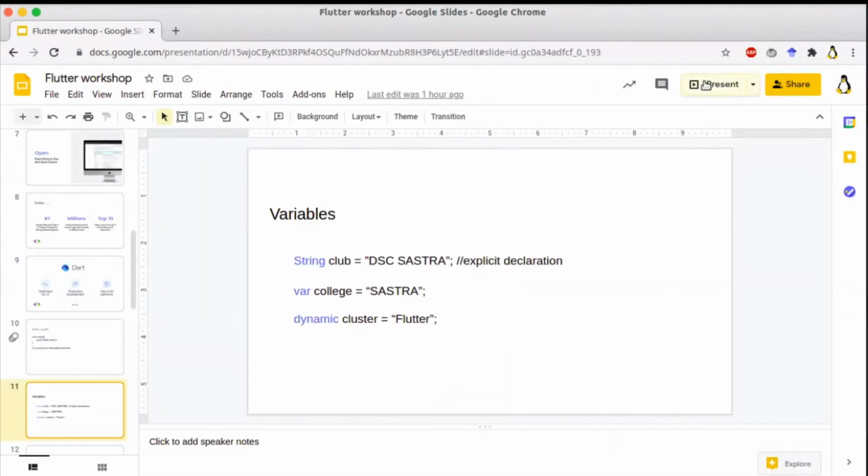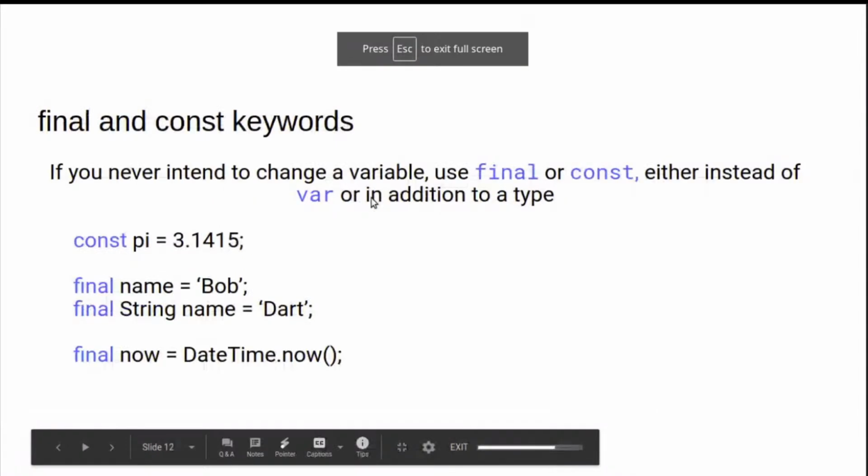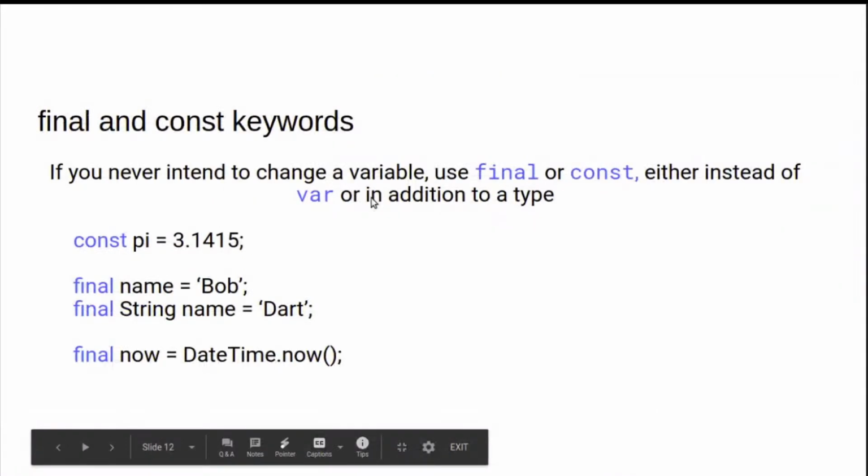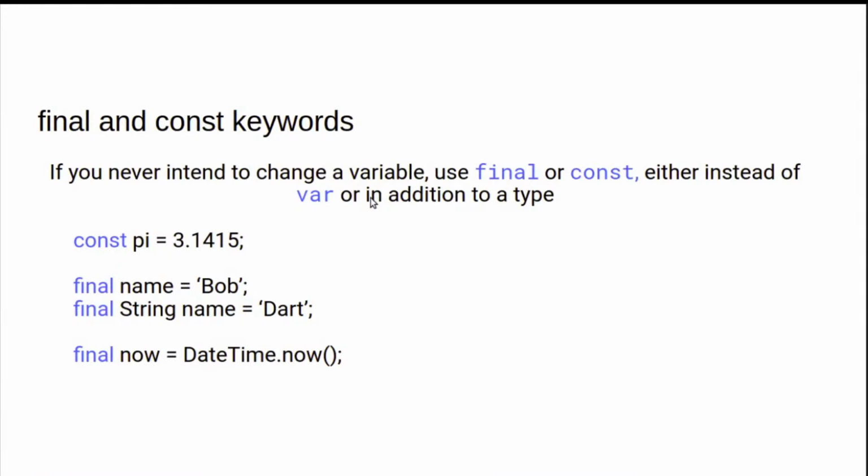Now we will see two other keywords we use while declaring variables. They are final and const. For final and const, we can assign the value only once. But the difference between const and final is that for const, the right hand side's value should be known at compile time. For example, take DateTime.now. The value that variable takes is not known until the program is running. So in that case, we can use final.